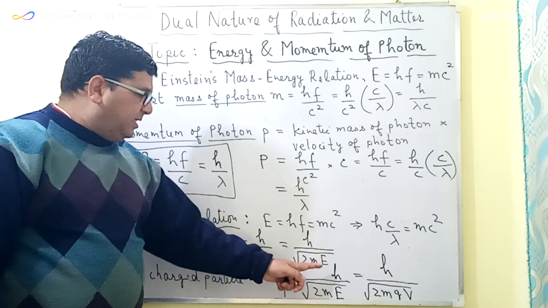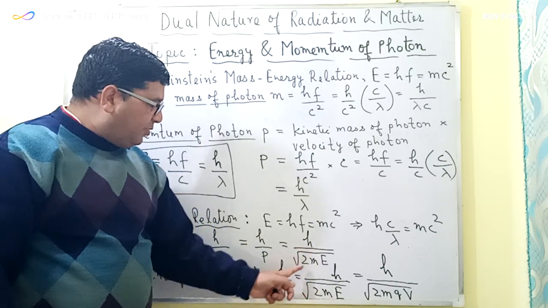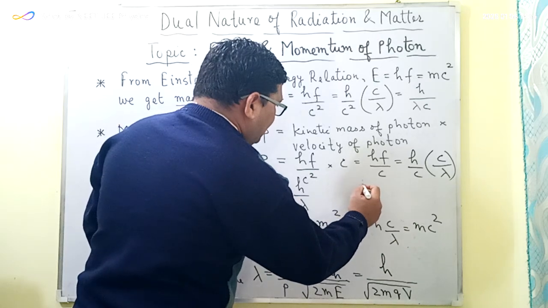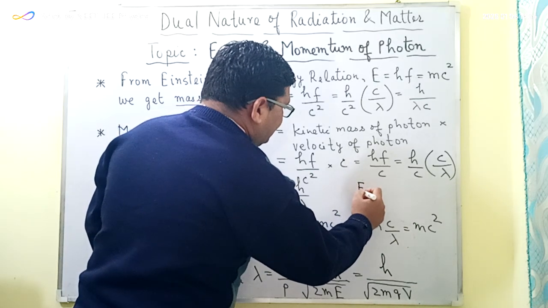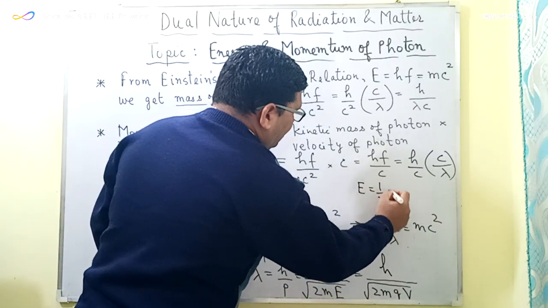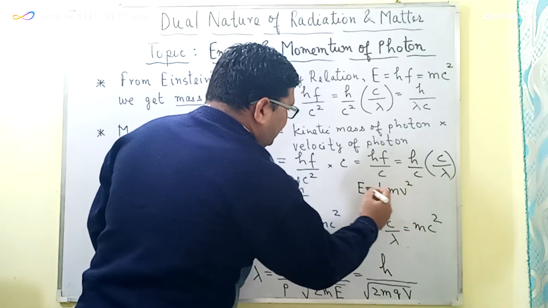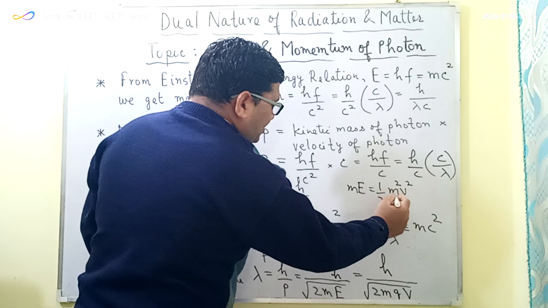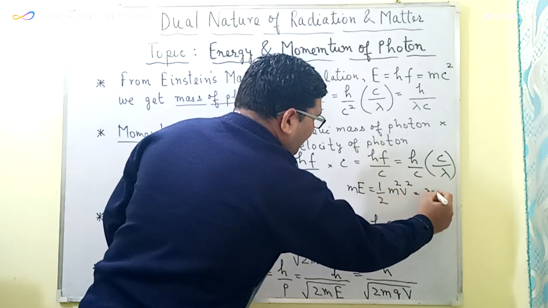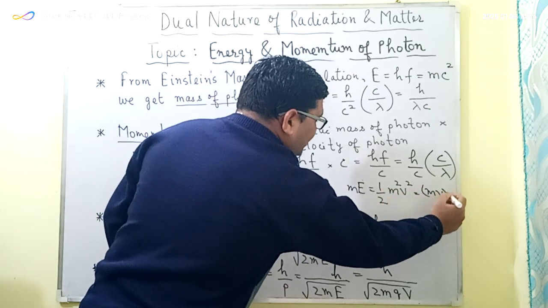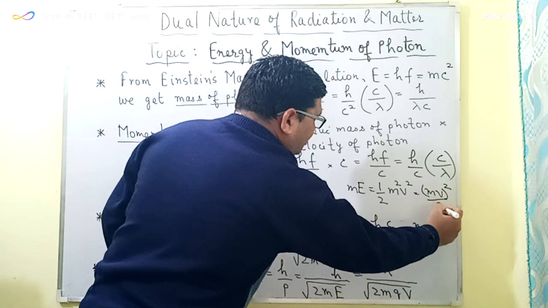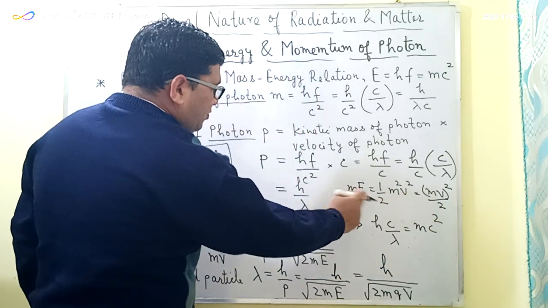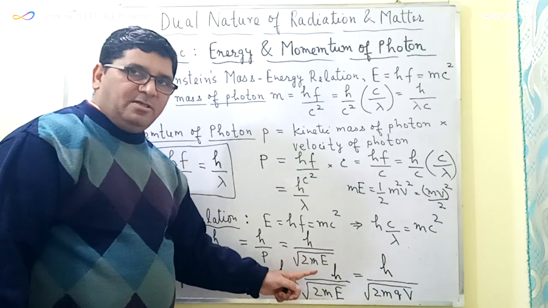And in terms of the kinetic energy, this can be written as h upon under root 2mE. We know that kinetic energy E is equal to half mv square. So if I multiply this equation on both sides by m, this will be equal to 1 by 2 m square v square. So from here the value of mv will be equal to under root of 2mE. So this is what I have written here.